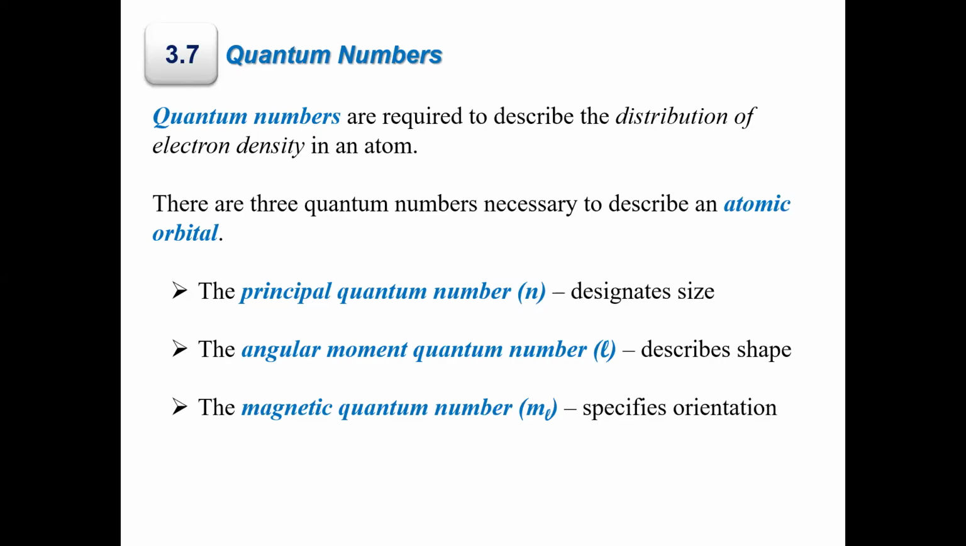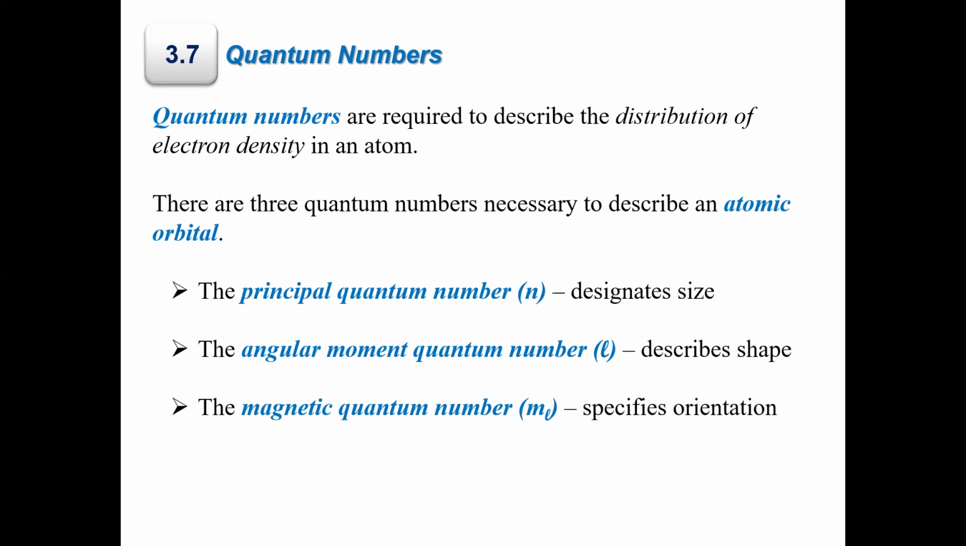Okay, ladies and gentlemen, good day all. Today we are going to look at the quantum numbers. What are the quantum numbers? Quantum numbers are the numbers that are used to describe the distribution of electron density in an atom.